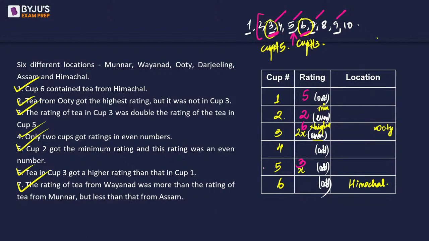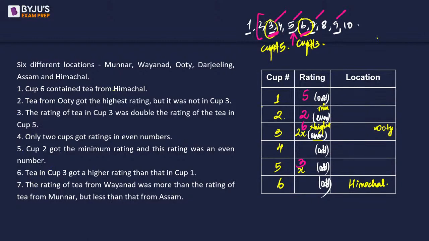So we know for sure that the ratings we are talking about are from cup number 1 to 5, right? The tea from Wayanad, we don't know where Wayanad is, was more than the rating of tea from Munnar, but less than that from Assam. तो हमें अब ये Assam और Munnar, where we are going to put, we don't know, right? Let's go through the statements again and see if we missed out on anything.